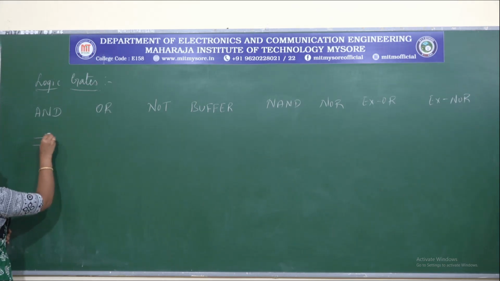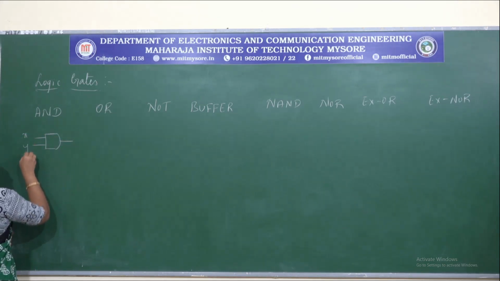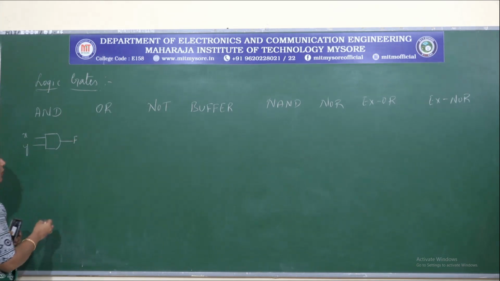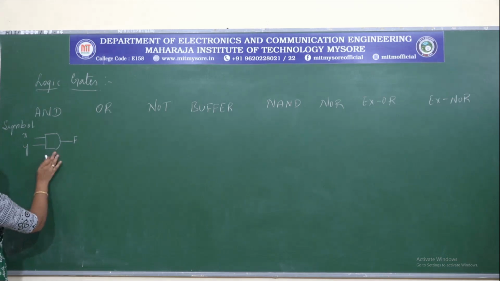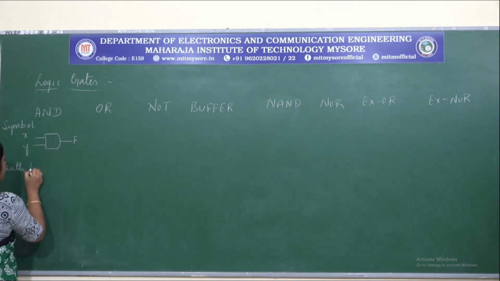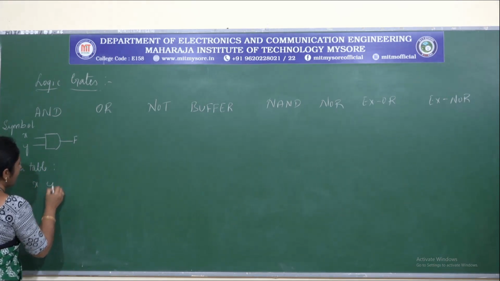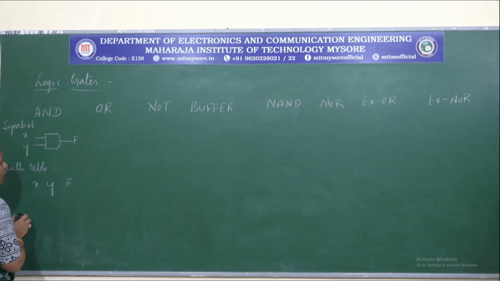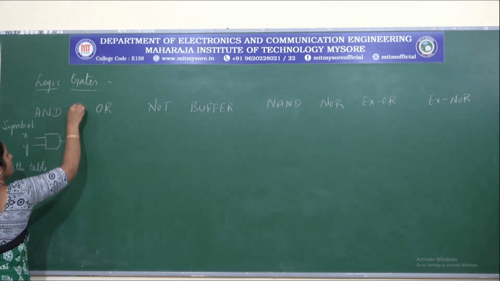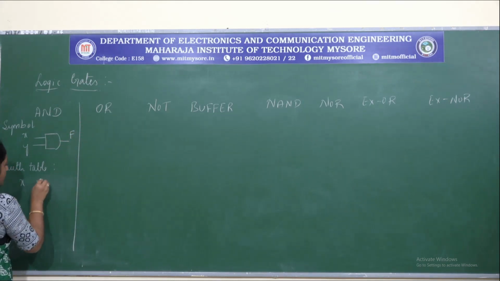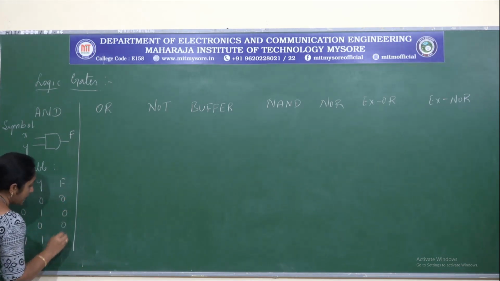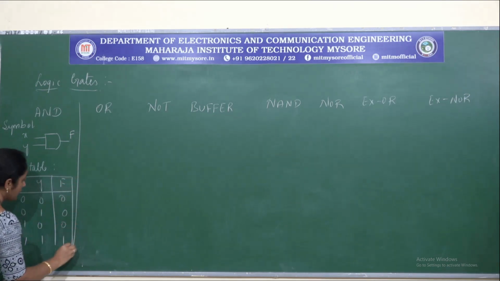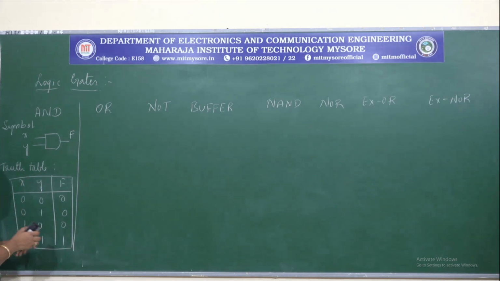The logic symbol used for the AND gate is this one. Let us consider X and Y as inputs and F as output. Here is the logic symbol, the first thing I have written. Next let us see the truth table for the same. We have X and Y as input and F as output. Since we have two inputs, we will have 4 combinations, and the output we have already discussed. The output is logic 1 only for the last combination, that is, when both the inputs are logic 1, then the output is 1.